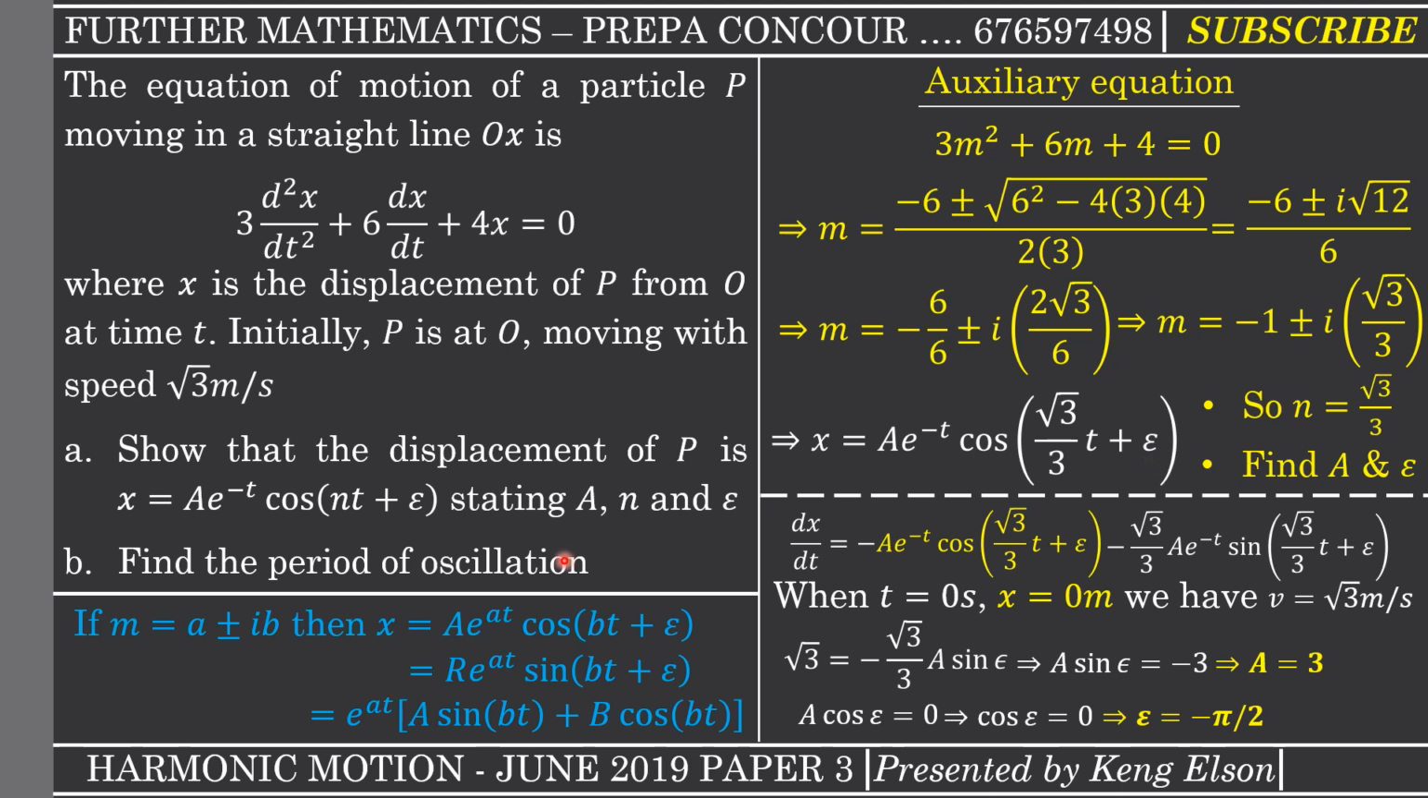So last part, we need to find the period of oscillation. Period is 2 pi on omega. Omega is the angular velocity, and it is basically the imaginary part of my complex number m. That is the imaginary part of my solution. So omega here is root 3 over 3. Alright, so my period is 2 pi divided by root 3 over 3. Give me your answer in the comment section after simplifying.